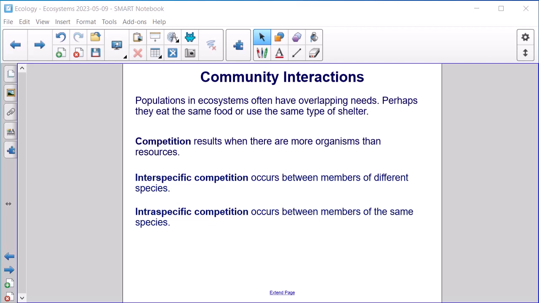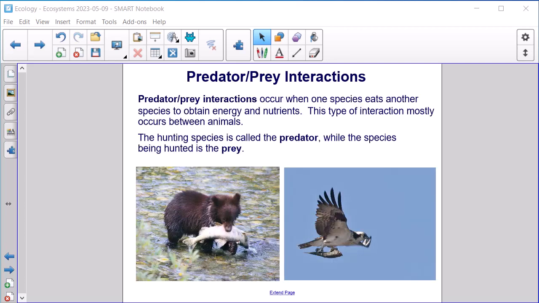Competition results when there are more organisms than resources. Interspecific competition occurs between members of different species, and intraspecific competition occurs between members of the same species. Predator-prey interactions occur when one species eats another species to obtain energy and nutrients. This type of interaction mostly occurs between animals. The hunting species is called the predator, while the species being hunted is the prey.